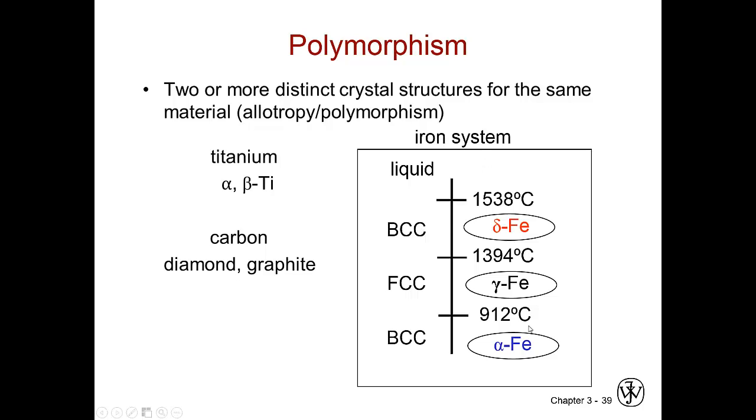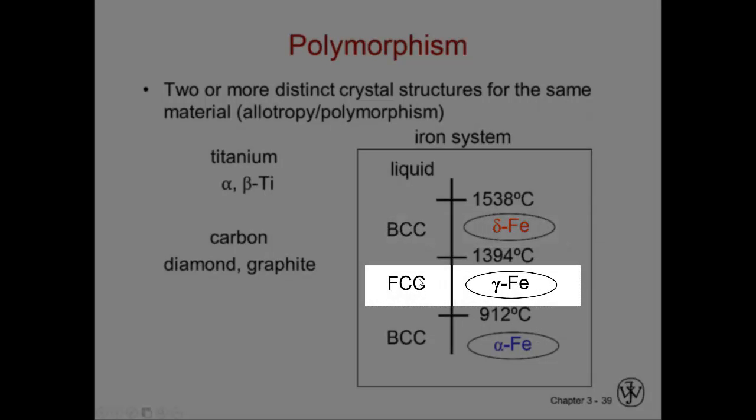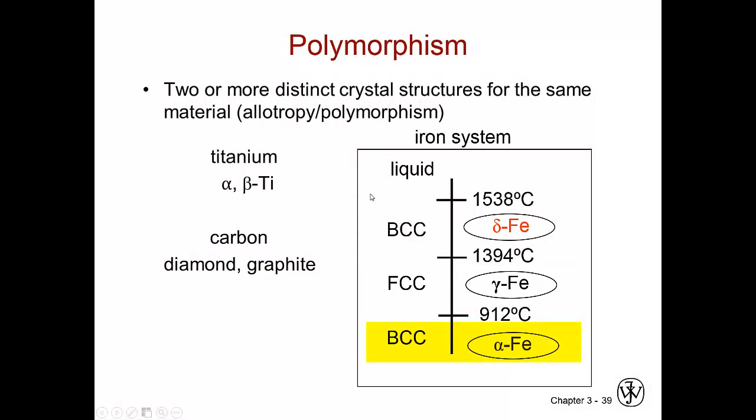And in iron, just depending on the temperature, under 912 C, it's alpha. Between 912 and 1394, it's gamma. And between 1394 and 1538 C, it is delta iron. And beyond that, it's liquid. The type of crystal system changes here. And even this BCC is a little different than this one because of the temperatures and some other possibilities with the structures. So you can have the same material, straight up iron or straight up titanium or straight up carbon, in multiple shapes depending on processing or temperature or other factors.